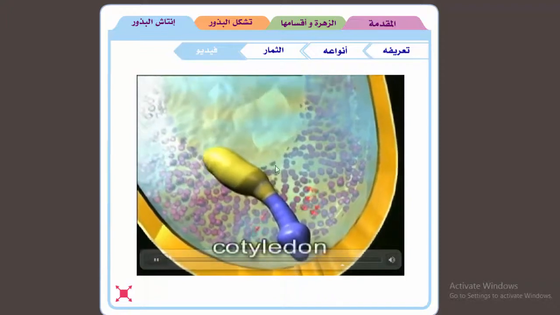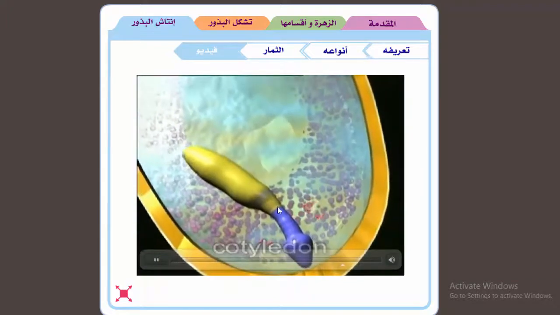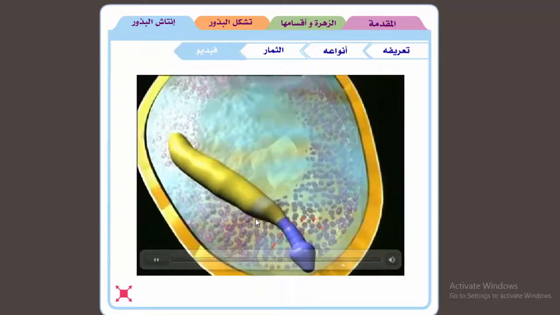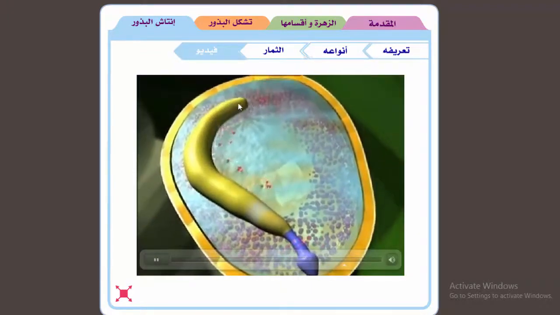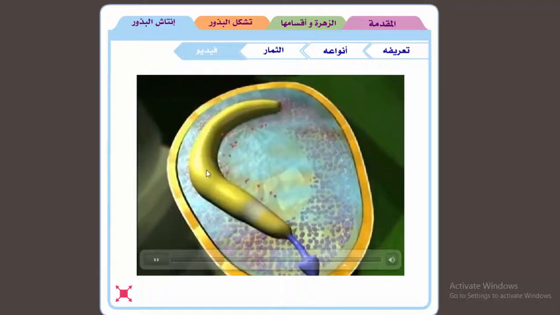In monocotyledons, a single seed leaf or cotyledon forms. As it enlarges, the embryo also receives nutrients directly from the surrounding endosperm.